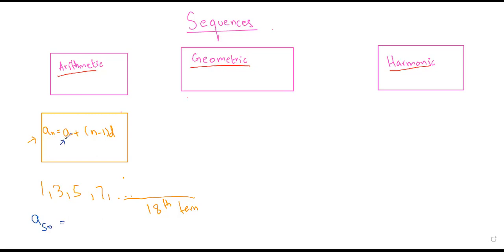What is this A? This A is the first term of the sequence, right? So A is the first term, it would be 1 plus n minus 1, that would be 50 minus 1, that is 49, multiplied by D. What is D? D is the fixed difference. So this time around, the difference is positive 2. So I'll do this and this would give me the answer, right? So we will do 1 plus 49 into 2 and the answer is going to be 99.